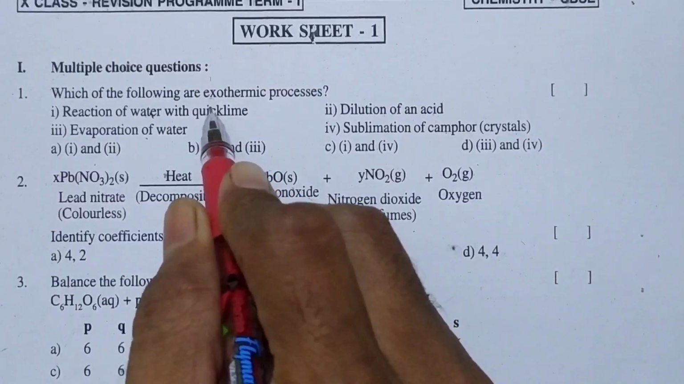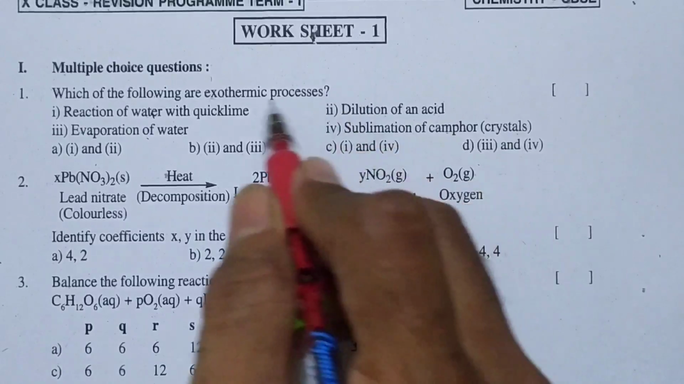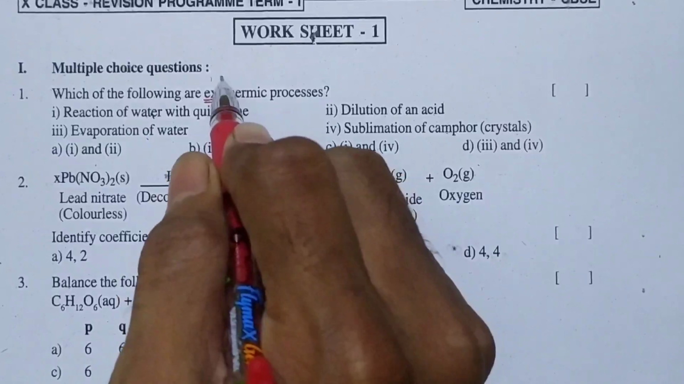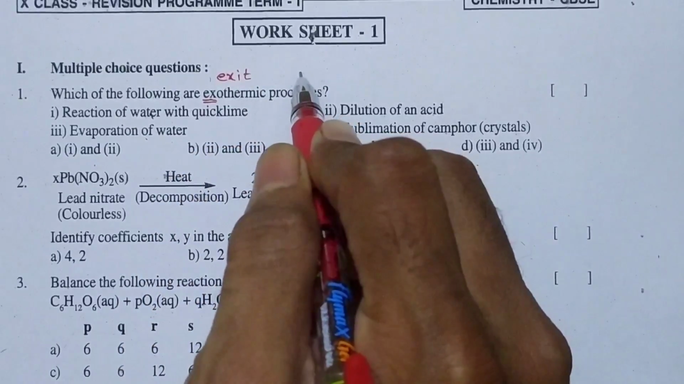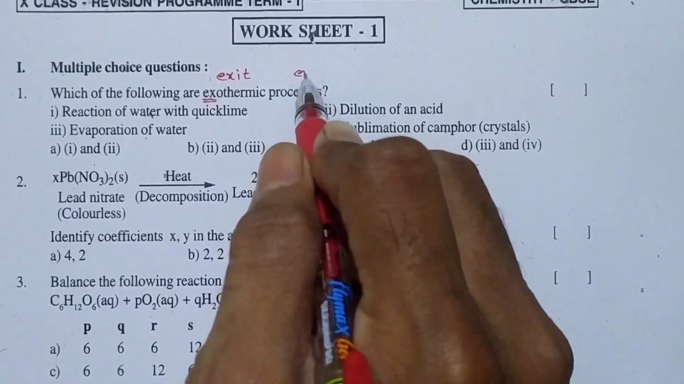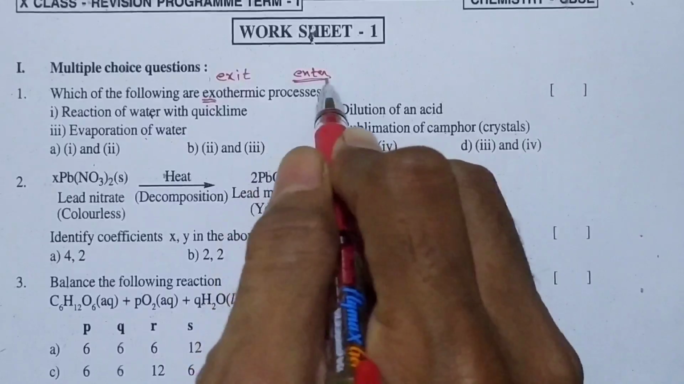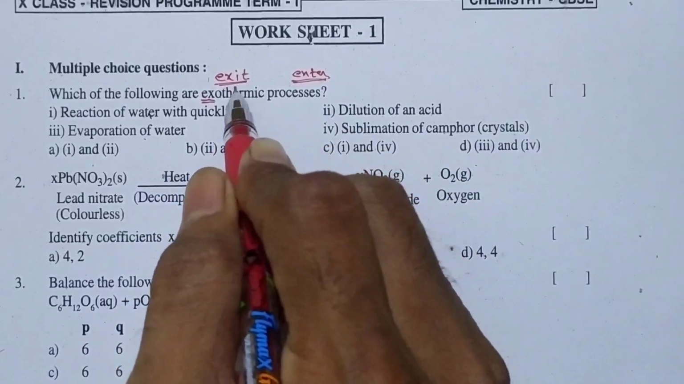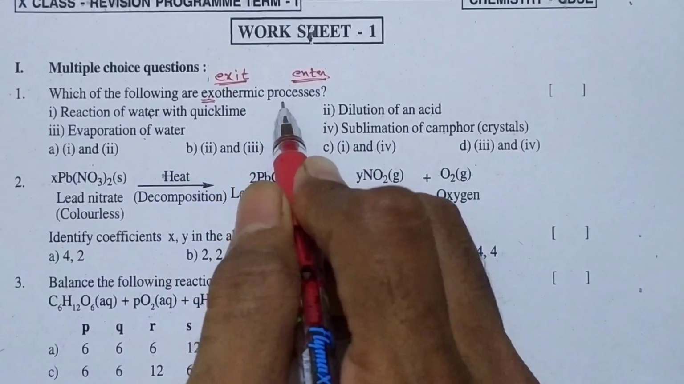Actually there are two kinds of process, one is exothermic and the other one is endothermic. For exothermic, just remember the X, so keep in mind exit. In endothermic, the starting letters are En, remember enter, so it will be easy to keep in mind. So exit means coming out. In a chemical reaction, if heat comes out, that is called an exothermic reaction.